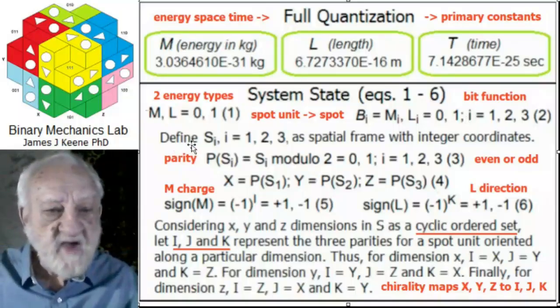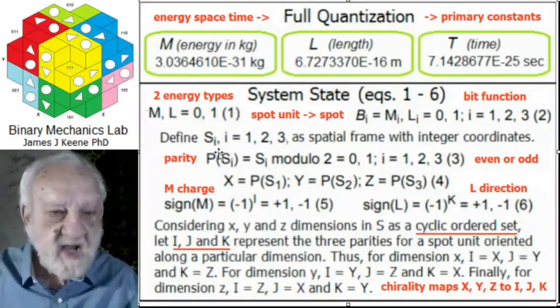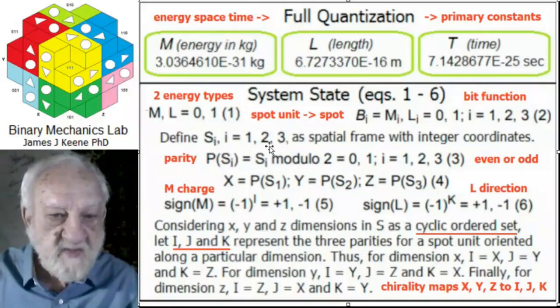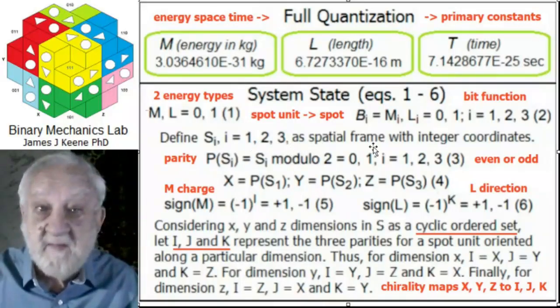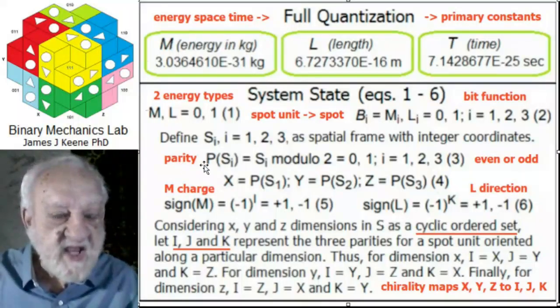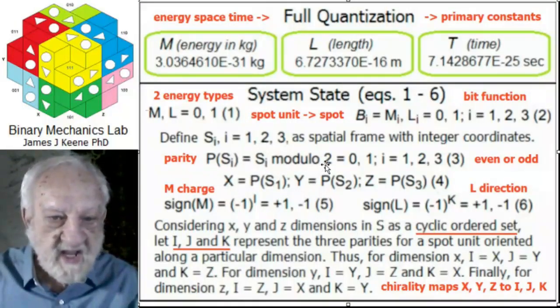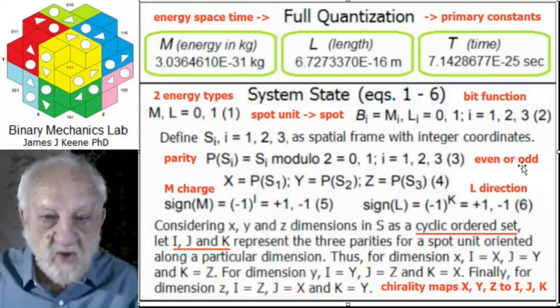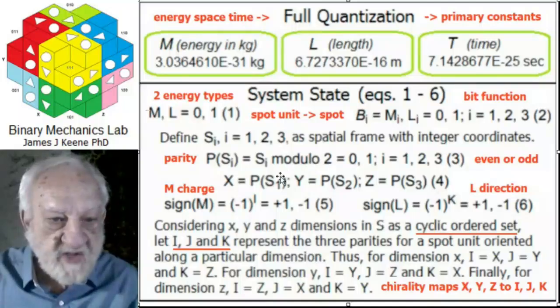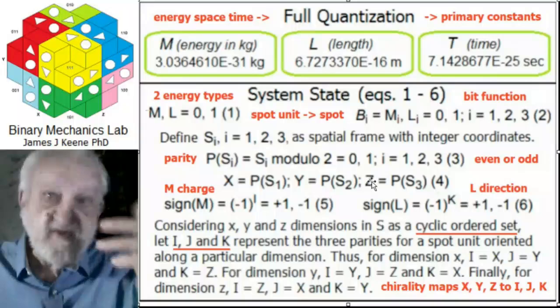Next, we're going to define the binary mechanics space, S sub I, in 3 spatial dimensions as a spatial frame, and yes, it has integer coordinates. We define then the parity of any position in this space by this formula, and that parity is going to equal 0 or 1, even or odd. And so for each dimension, S1, S2, and S3, so X, Y, and Z are even or odd.